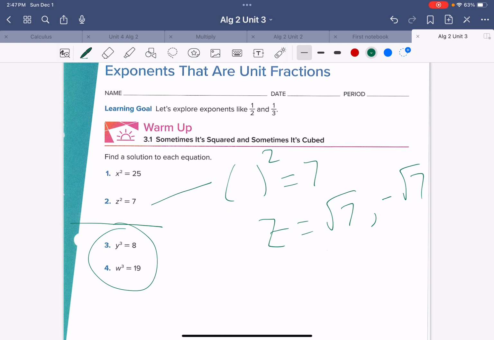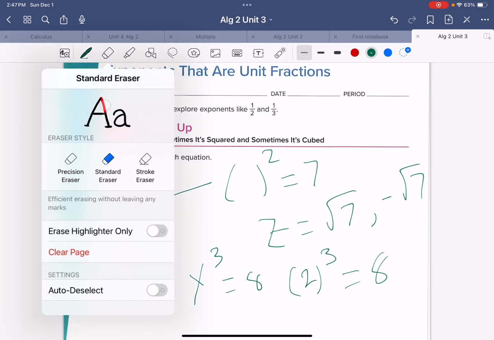If you square either one of those, you're going to get 7. But then we go down here, and we have y cubed is equal to 8. What cubed is equal to 8? It has to be one number only, because you can't cube a negative and get a positive. So the answer is definitely 2. 2 times 2 times 2 is definitely 8. Let me clear the page.